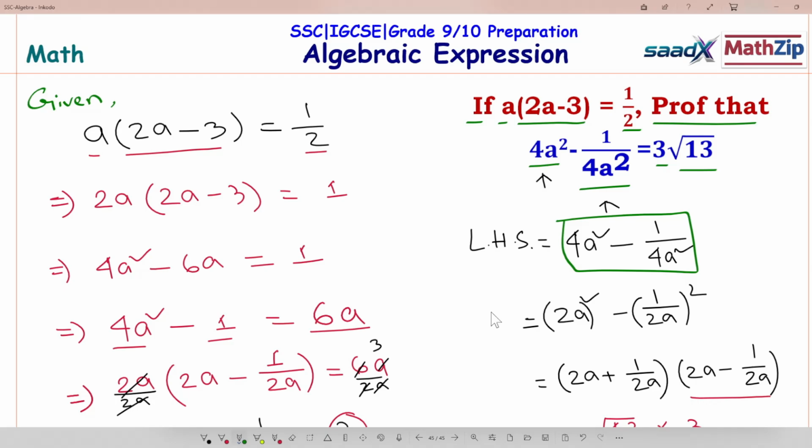This is algebraic expression which is very important for SSC, IGCSE, grade 9 to 10 exam preparation.